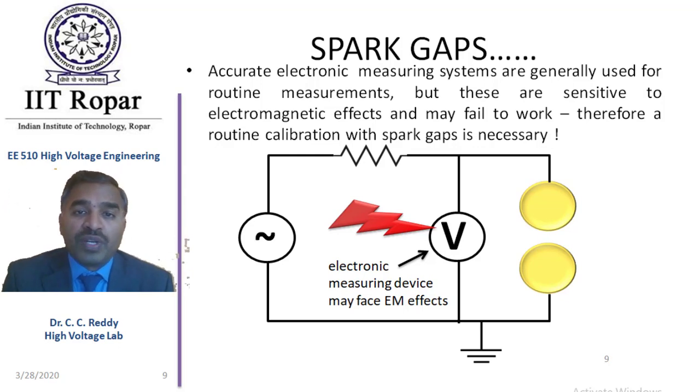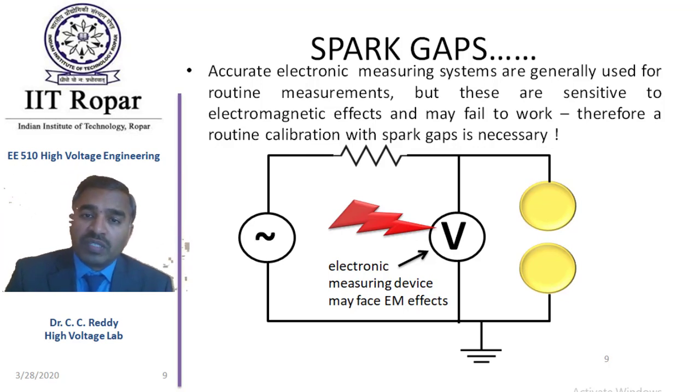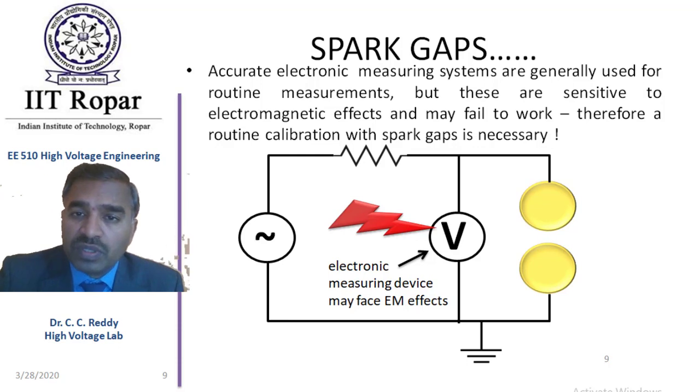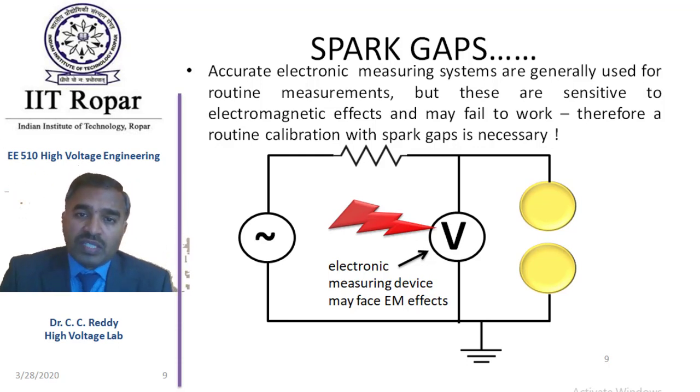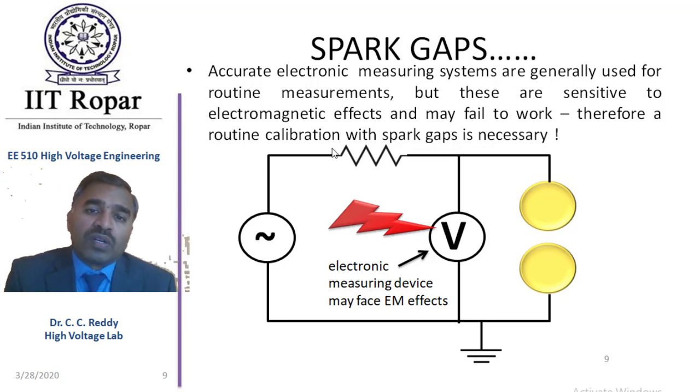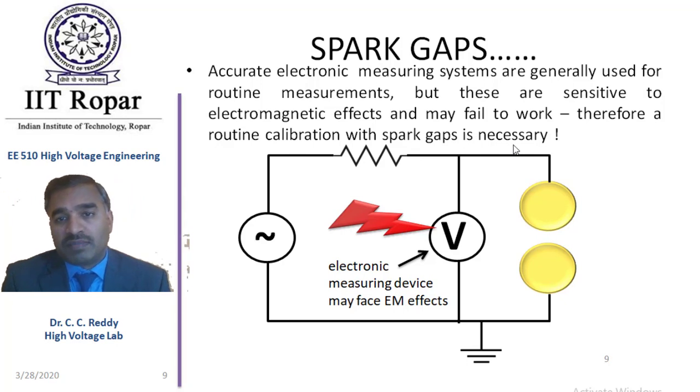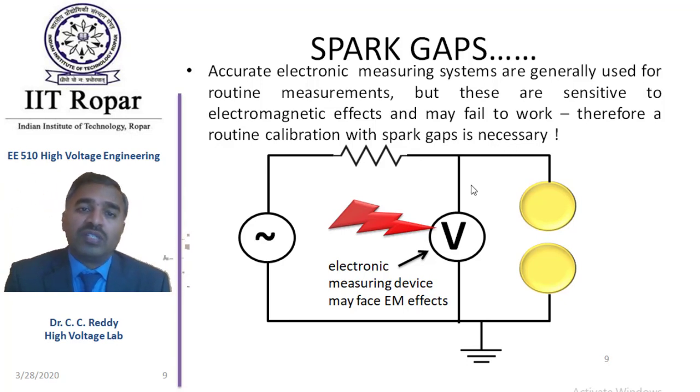Accurate electronic measurements are generally used for routine measurements. For routine measurements, spark gaps need not be used; they can be done using dividers or other measuring equipment. But we have to remember that these are sensitive to electromagnetic effects and may fail to work. Therefore, routine calibration with the spark gaps is necessary. All other measuring equipment needs to be calibrated using spark gaps, which are reasonably accurate and highly reliable.